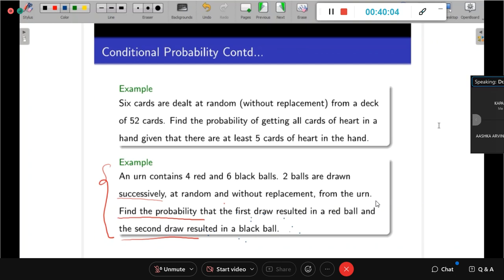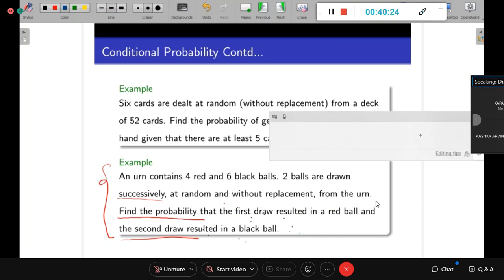So here you are saying taking a red ball then a black ball, and taking a black ball given that a red ball is taken. Both lines are almost the same thing, from what I can understand. So taking a red ball, then a black ball.